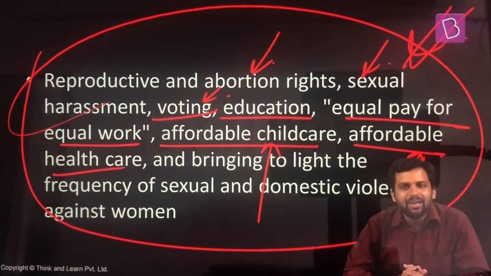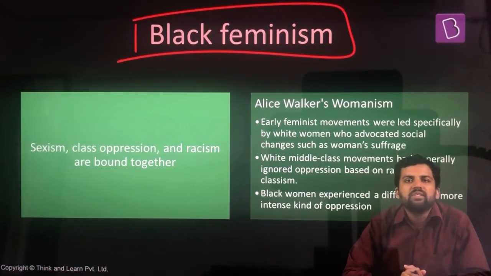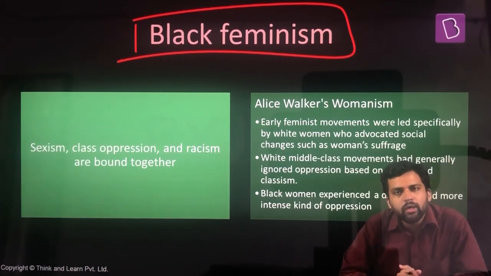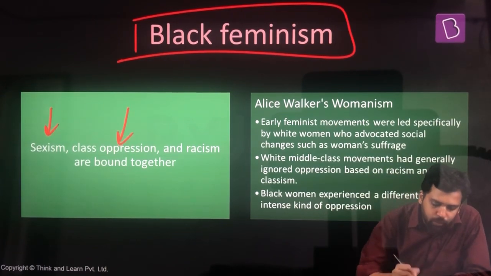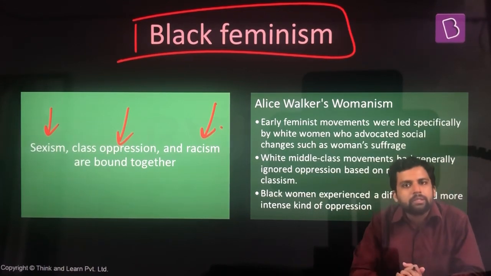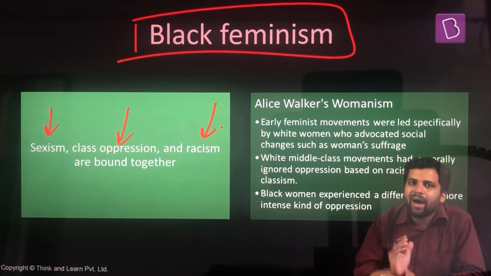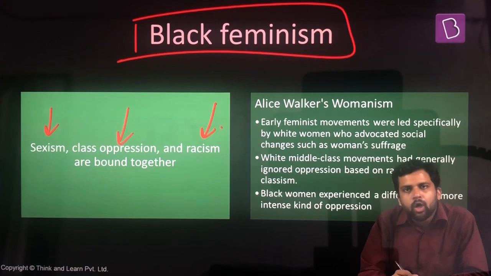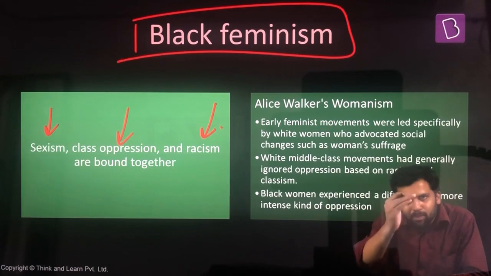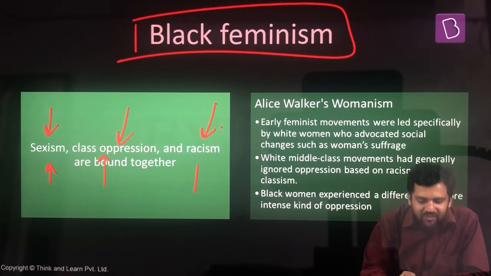Now, apart from liberal feminism, another kind of feminism is black feminism. Now, what does this mean? The thinkers who belong to this school of thought feel that sexism, class oppression, and racism are all linked together. You should be tackling everything together. If you are uplifting black women, that means you are targeting racial bias, you are targeting class oppression, you are also targeting sexism. Because black women face all these things: sexism, class oppression, as well as racism.